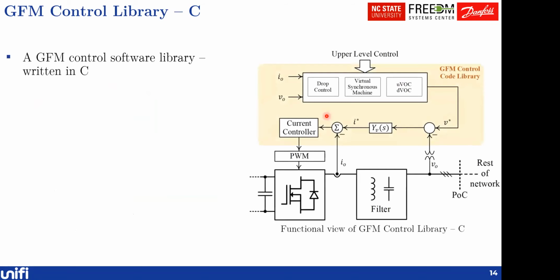But now let's talk about the other thing that we did for UNIFI, which is a grid forming control code base. And this code base is done using C. So the structure actually looks like this. What we have is an inner current control loop, then a virtual admittance loop, and then on top of that sits the synchronizing controllers.